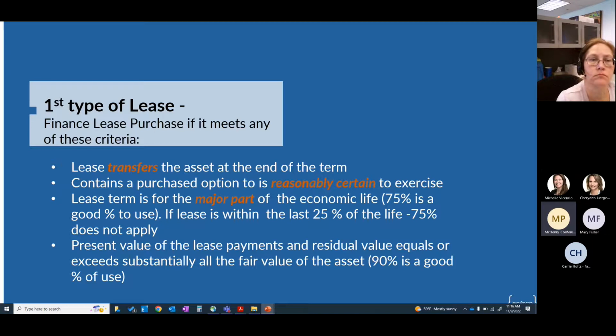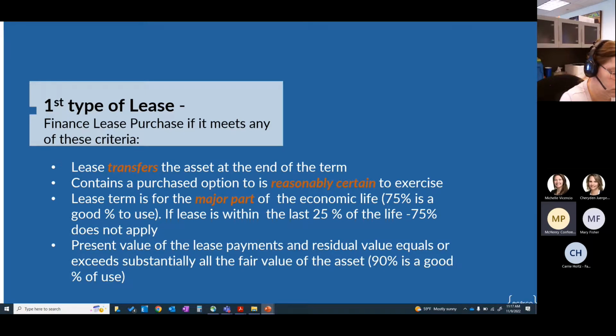So for the first one, the first type is a finance lease purchase. And in order for it to be that finance lease, one of these needs to apply. It doesn't need to be all four of them. It doesn't even need to be three. As long as one of these is occurring, you can consider it a finance purchase.